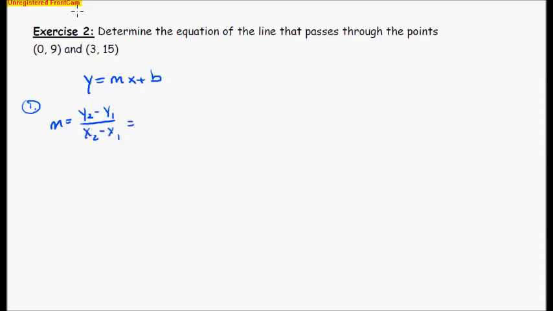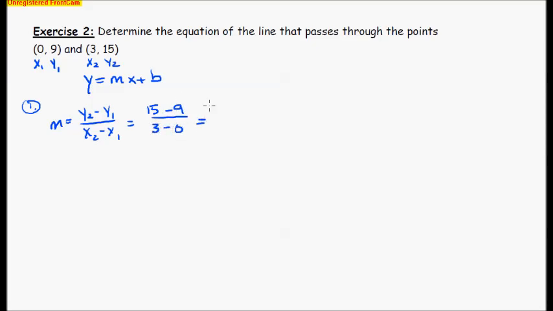I'm going to plug in these 2 points up here. And again, this is going to be x sub 1, y sub 1, and over here is going to be x sub 2, y sub 2. All right, so I'm going to plug those in. So this is going to be 15 minus 9 over 3 minus 0.